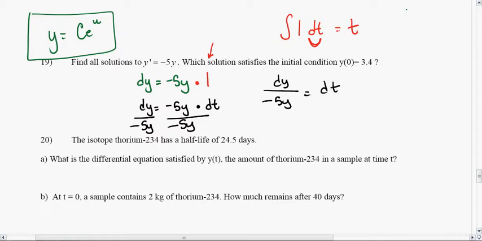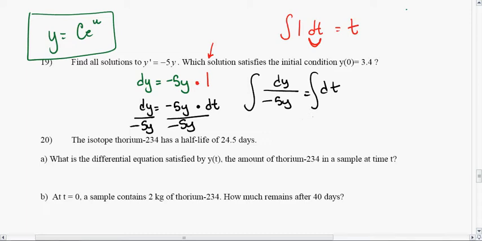So I've got all my y's on one side, the dy and the negative 5y, and all my dt's on the other side, and I'll only have a dt. I don't have an actual t yet. And now I'm going to integrate. So separate and then integrate. Integrate this side, integrate this side.